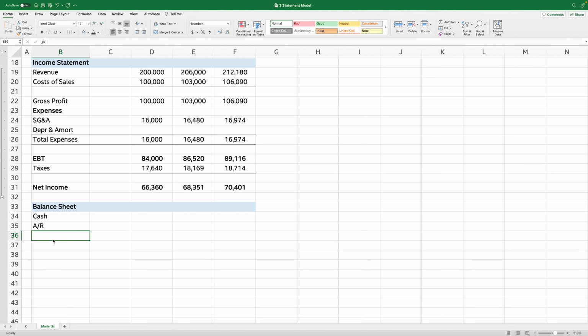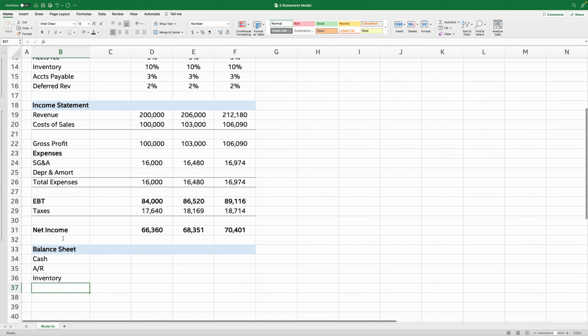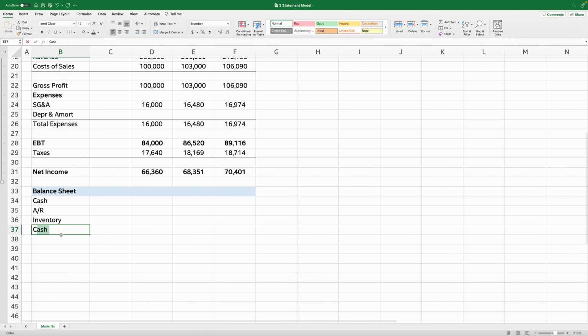So we'll have some accounts receivable. Let's say we have some inventory. What else was there? Okay. So this all will be current assets, short for CA. And then we have some PP&E net of depreciation, and then we get our total assets. So our total assets will just equal current assets plus long-term assets, like PP&E.